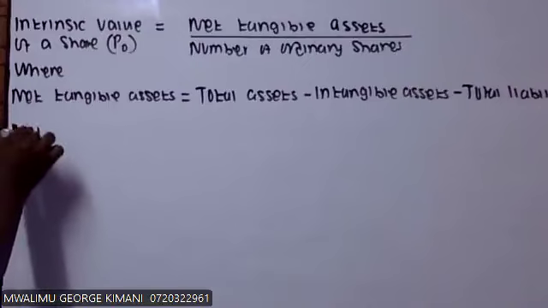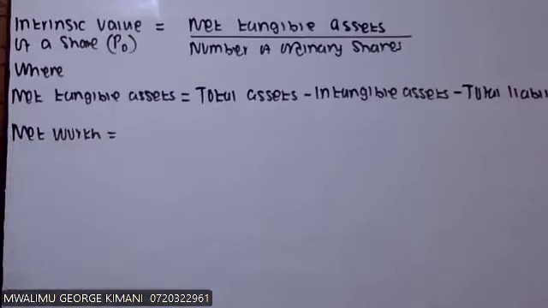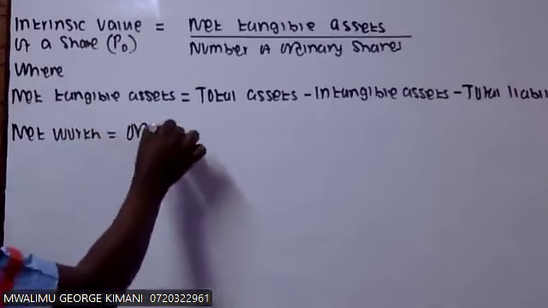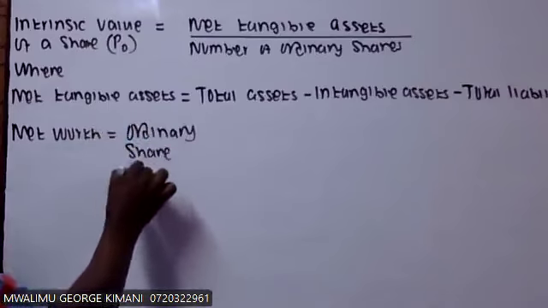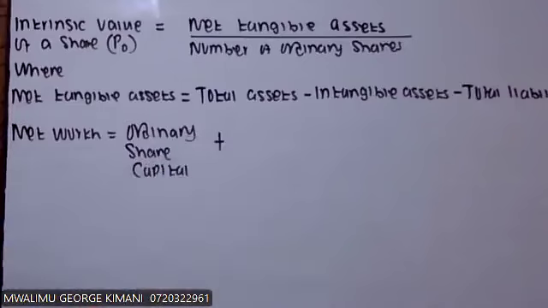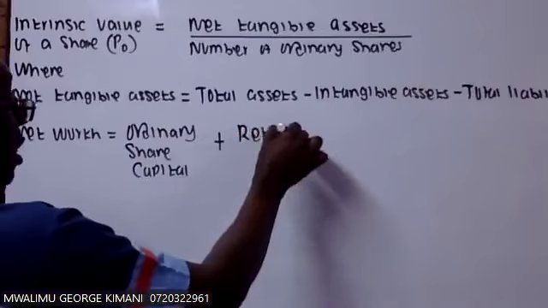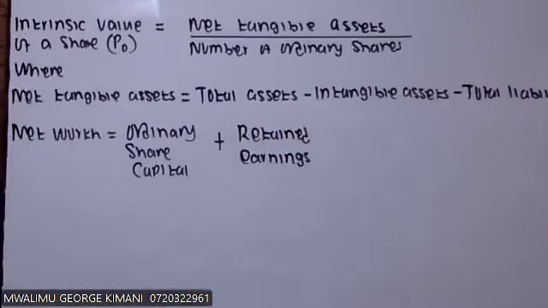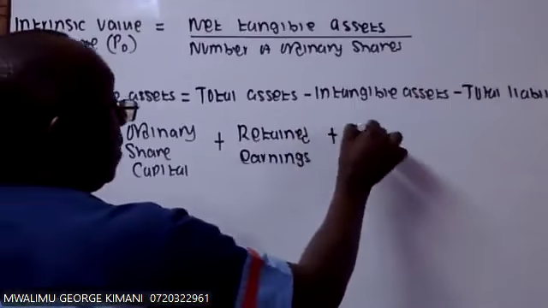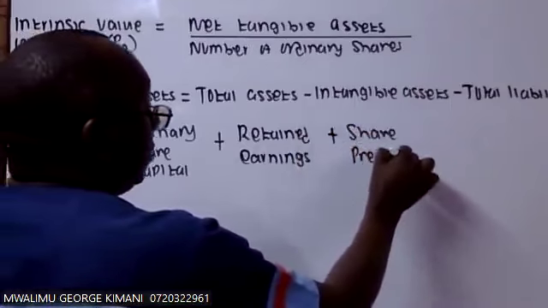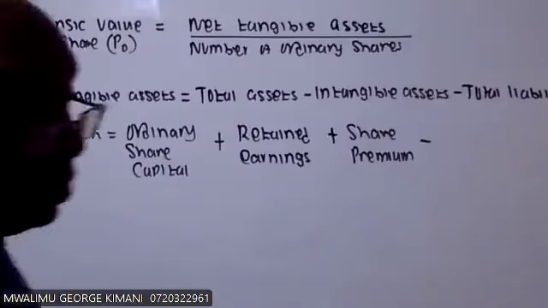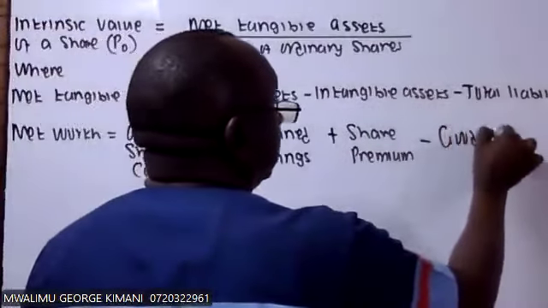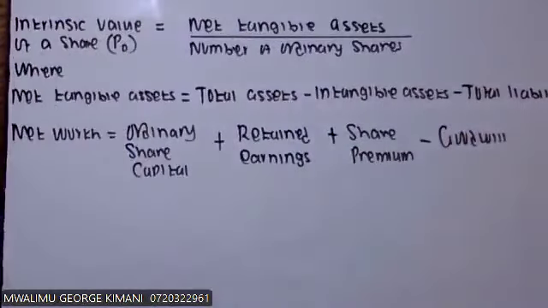And if you want to get something we call net worth, it is ordinary share capital plus retained earnings plus share premium, you subtract goodwill.